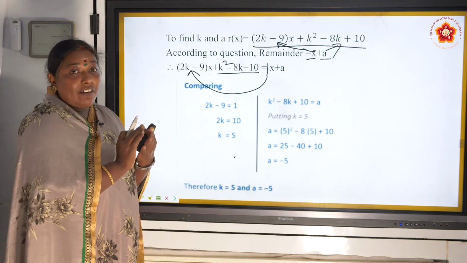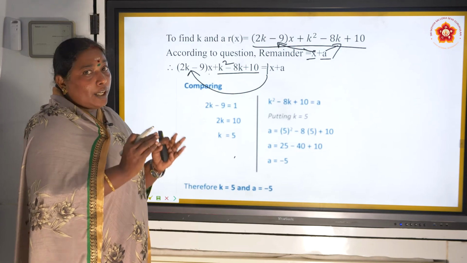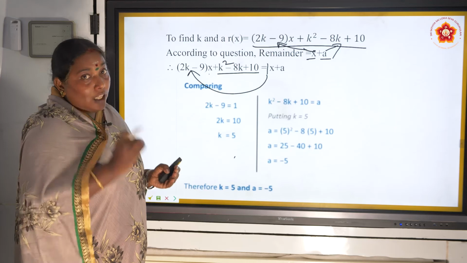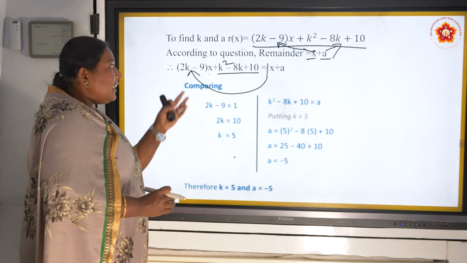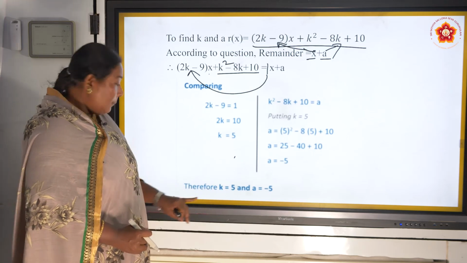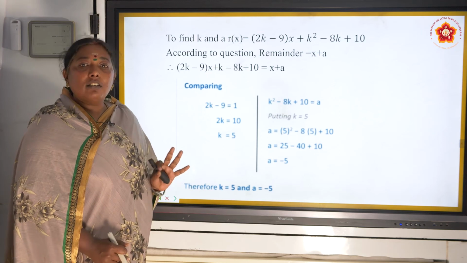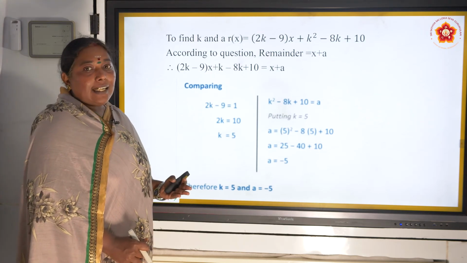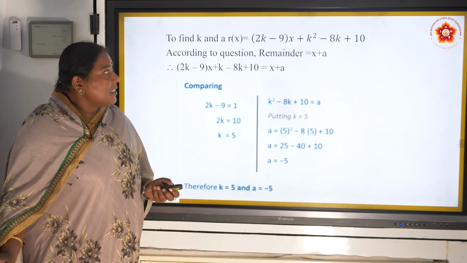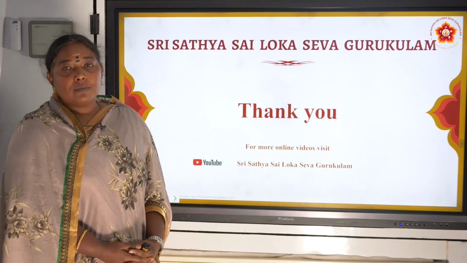So if they have given in the question to find k or a value, what are you going to do? You will do all the steps as it is. Then at last, what will you do? Compare the remainder with the given remainder, you will get the answer. This is a very, very important sum. You will get it for 3 marks or 4 marks. Please repeat it again and again. You will get clear. Okay. So by this we finish our session. Thank you. Sai Ram.